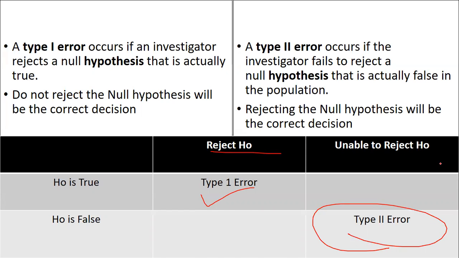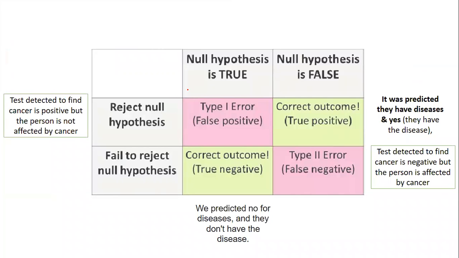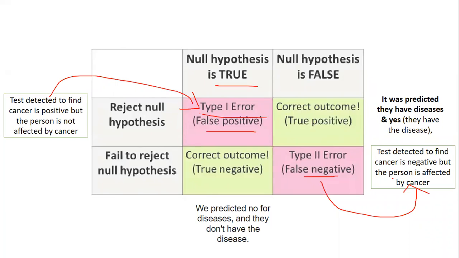Okay. In a little bit more detail I have given over here. A null hypothesis is true, but you have rejected it. That is a false positive. For example, a test to find out cancer is positive, but the person does not have cancer. So it is false, but it is positive. Now it is a false negative: the test to find out cancer is negative, but the person is affected by cancer. So it is false, and the test is negative.